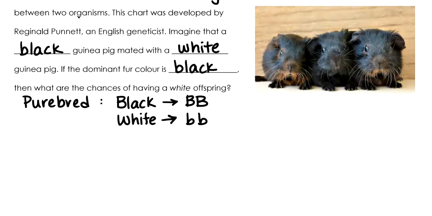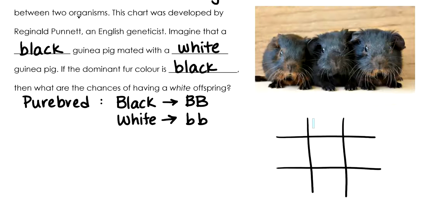So now we construct our Punnett square. And when we do this, the top section is for parent 1, and the section on the side is for parent 2. And the outcome for the F1 generation goes in this section of the square here. So it doesn't matter which parent you put where. We'll put our black guinea pig across the top and our white guinea pig down the side.